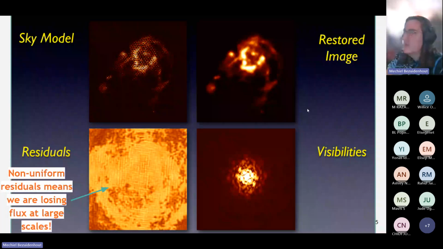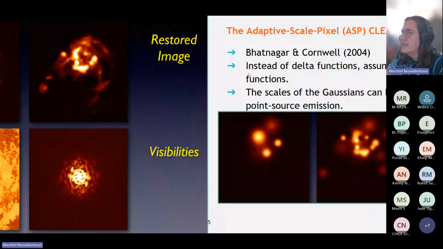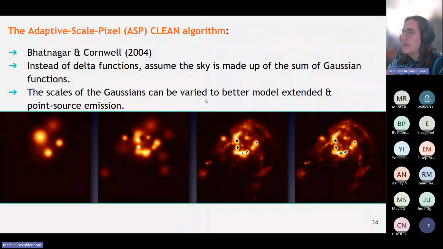Now, this is an example for the same image using the adaptive scale pixel CLEAN algorithm. So this one was developed by Bhatnagar and Cornwell in 2004. And instead of delta functions, it uses a sum of Gaussian functions. And you can scale these Gaussian functions to better model extended and point source emissions. So you can use some Gaussians that are very narrow to model the point sources and some Gaussians that are very wide to model the extended emission.